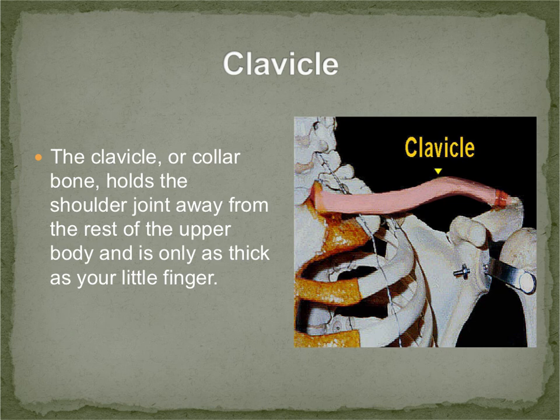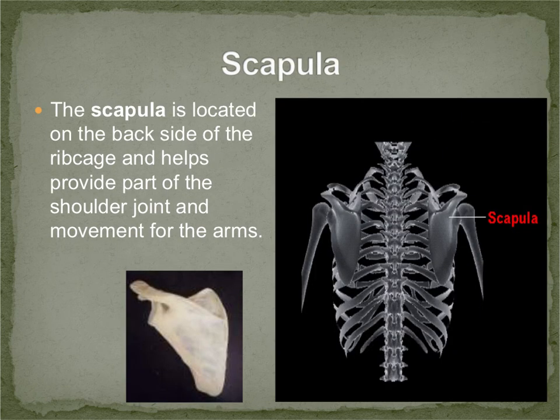The clavicle or collarbone holds the shoulder joint away from the rest of the upper body, and it's about as thick as your little finger. The scapula, or what we would call the shoulder blade, is located on the back side of the rib cage and helps provide a part of the shoulder joint and helps with the movement of the arms. So these are the scapula. Scapulae would be plural.